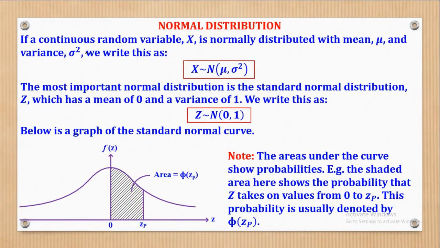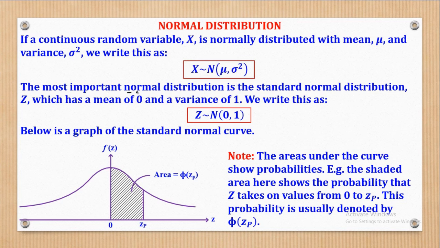So if a continuous random variable X is normally distributed with mean mu and variance sigma squared, we write this as X ~ N(mu, sigma squared). So this represents that X is a random variable following a normal distribution with mean mu and variance sigma squared. Always you must get used to this symbol because we shall use it more frequently. So whatever they put here first will be the mean, and what they put here will be the variance, as long as here there is capital N.